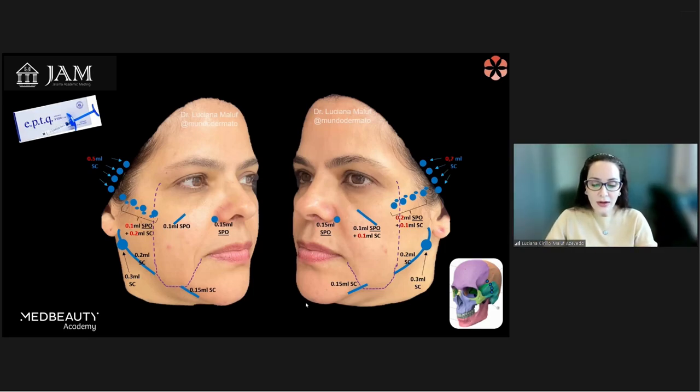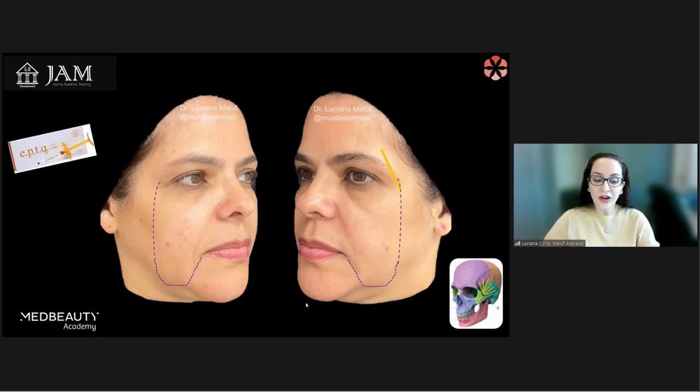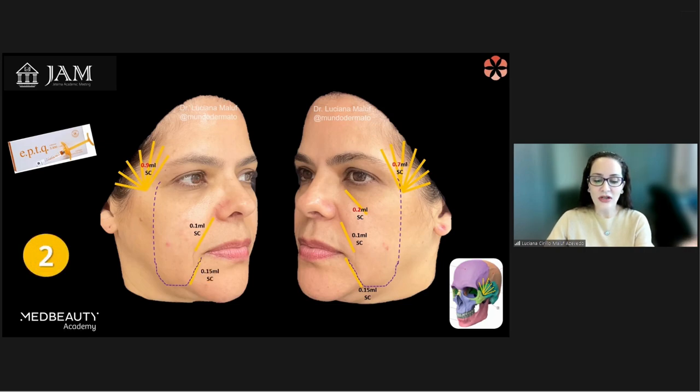In the mandible body, I filled retrograde, and everything was filled with a 22 gauge cannula. So, 3 syringes. Moving on, for volumization, I used 2 e.p.t.q S300 with this distribution, trying to get more symmetry between the sides. Everything was done in the subcutaneous layer with a 22 gauge cannula in fan or retrograde, 2 syringes.